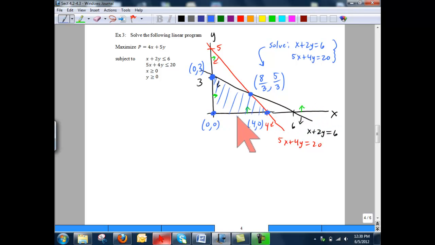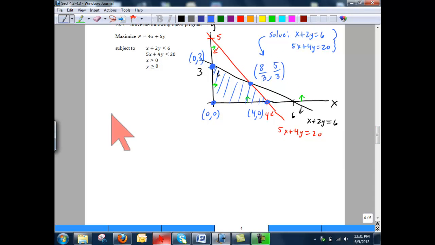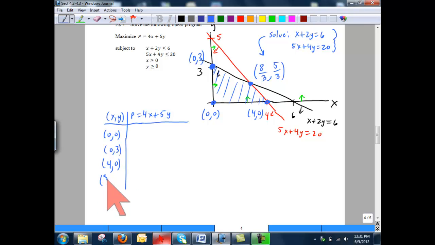So as we said, now I know that the maximum profit is achieved at one of these 4 corner points. Let's just check the profit at each of the corner points. So I'll make a table. X, Y is giving the coordinates of the corner points, and then P is 4x plus 5y. I'll list the corner points. They are 0, 0, 0, 3, 4, 0, and 8/3, 5/3.